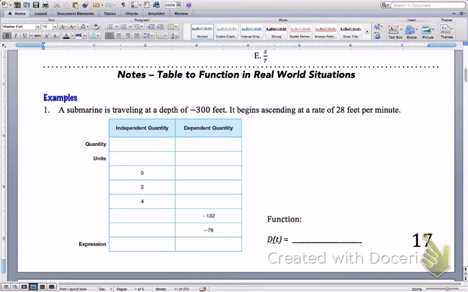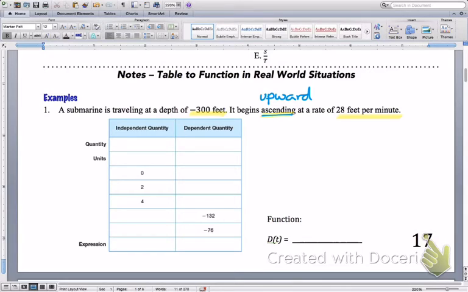A submarine is traveling at a depth of negative 300 feet, so it's underwater. It begins ascending, meaning it's going to go upward. Let's write that down. At a rate of 28 feet per minute. So let's go ahead and take this information and translate it into the table and then write our function that represents this situation. So let's go ahead and get started.